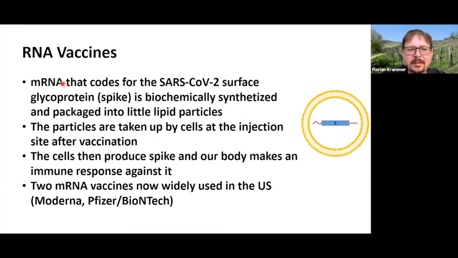Here we manufacture an mRNA or messenger RNA, and I'll explain in a second what it is, that codes for the spike protein of SARS coronavirus 2. This is made biochemically, it's purified and then packaged into these lipid nanoparticles, which are basically just small fat particles. They're then injected, your cells take this up, and your cellular machinery recognizes the RNA and makes spike protein. And right now we have two that are currently used in the US, Moderna and Pfizer, and a lot of you probably got one of those two vaccines already.